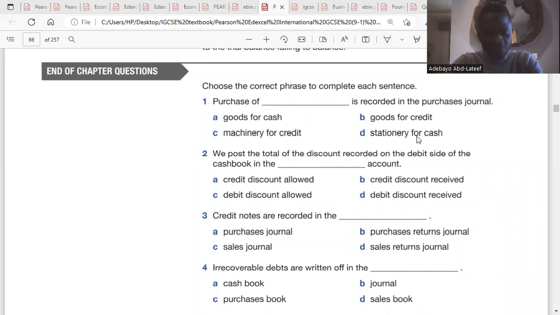We'll go to the chapter review question for chapter 5 on books of original entry. So the first question says, choose the correct phrase to complete each sentence. Purchase of space is recorded in the purchase journal.